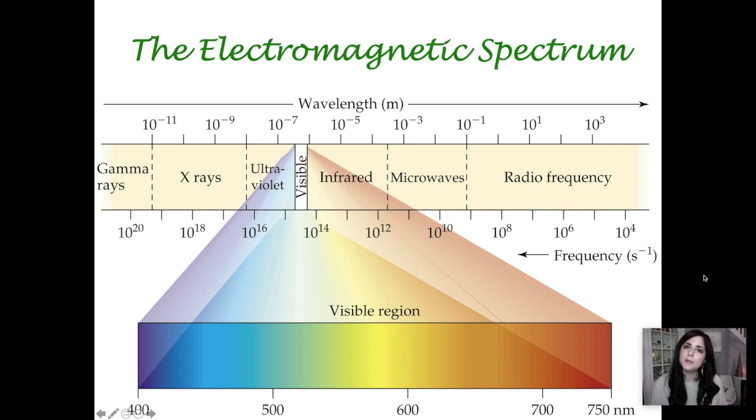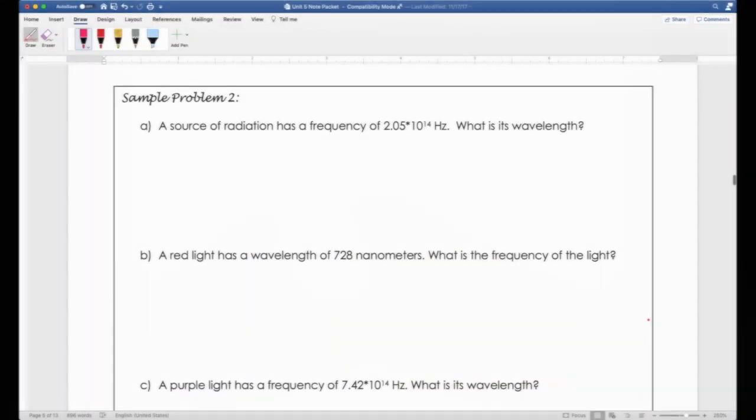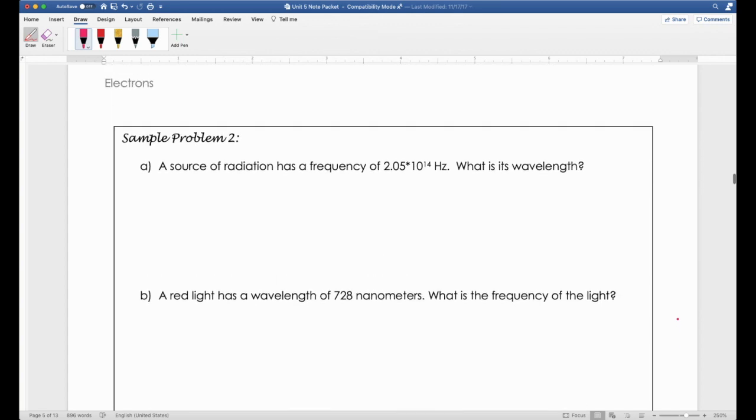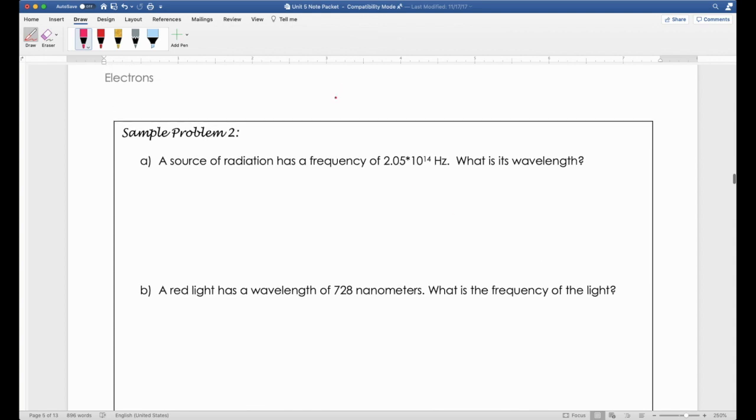Let's finish those next 4 practice problems together. Sample problem 2. I'm going to do A and B, and then I'll put the answers up for C and D. So again, we're just using that one equation. So I'm just going to put these 2 up on the screen here. And let's go ahead and just write C equals lambda times nu. That's the only one we're going to have to use. A source of radiation has a frequency of 2.05 times 10 to the 14th hertz. That's our frequency. What is its wavelength? Wavelength's what we're trying to find.